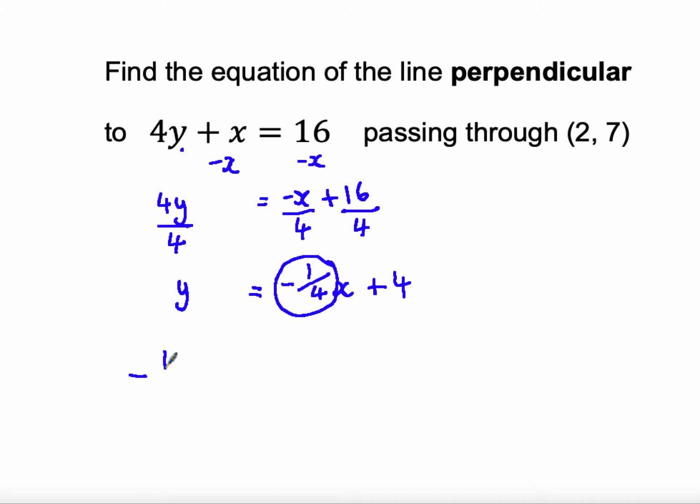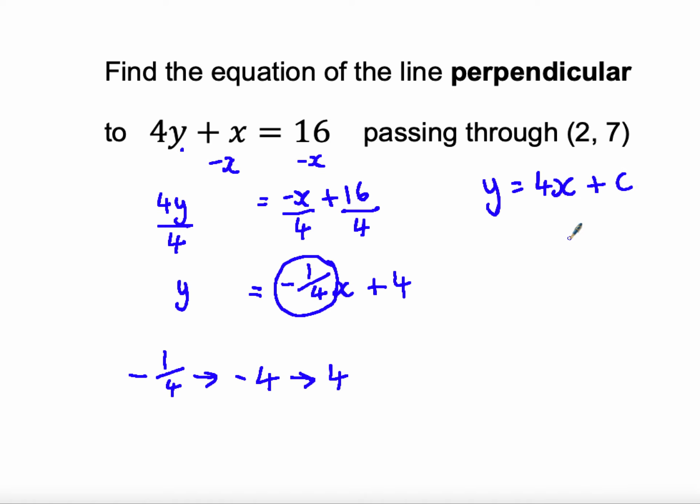So now I can do my negative reciprocal thing. Reciprocal, flip upside down, will give me 4 over 1, which is just 4. And so it's negative 4. Then we'll take the negative version of it. And so we just end up with 4. So then my line will have a gradient of 4. It's perpendicular. In fact, it's going to be y equals 4x plus c.